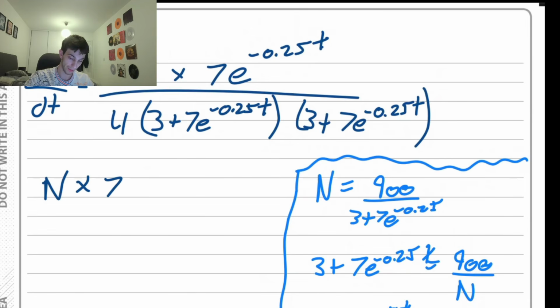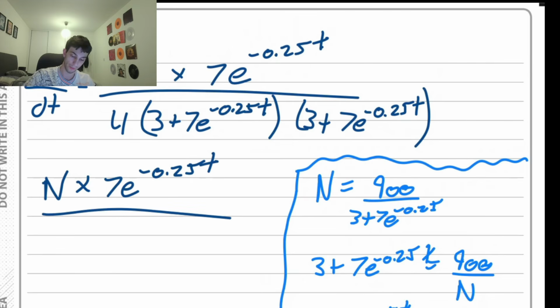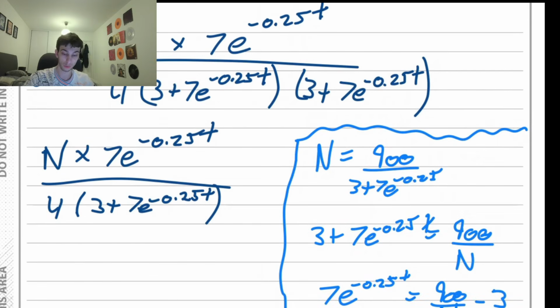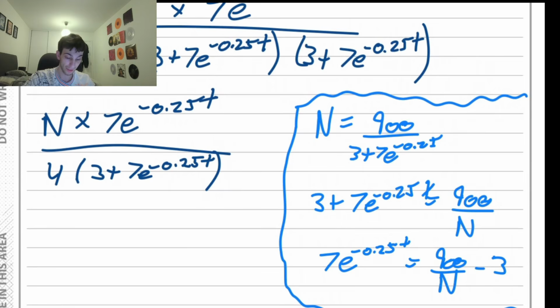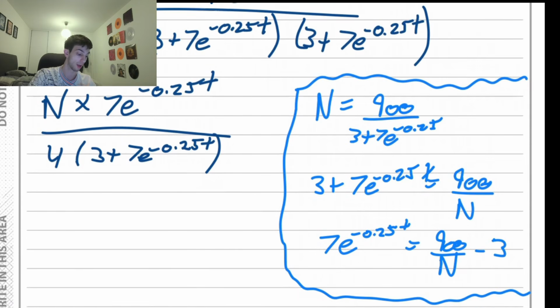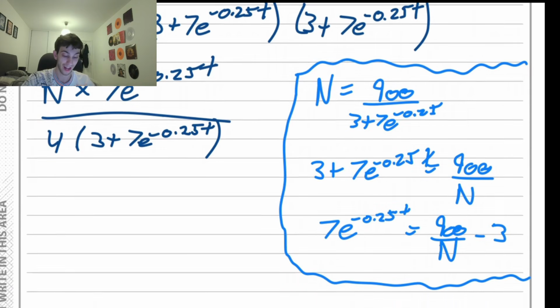We have multiplied by 7e to the minus 0.25t. I'm going to do this slowly and clearly just to make sure everything makes sense. So we have 4, then we still have that 3 plus 7e to the minus 0.25t. This is why I wrote the brackets out separately. So we've actually got rid of 1 already. So what do we have left? We can make the 2 other substitutions. So we know that 7 times e to the minus 0.25t is 900 over n minus 3, and that 3 plus 7e to the minus 0.25t will be equal to 900 over n.